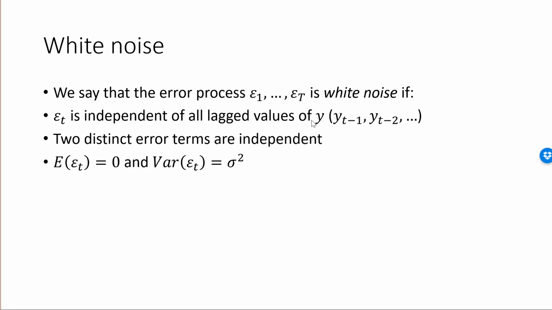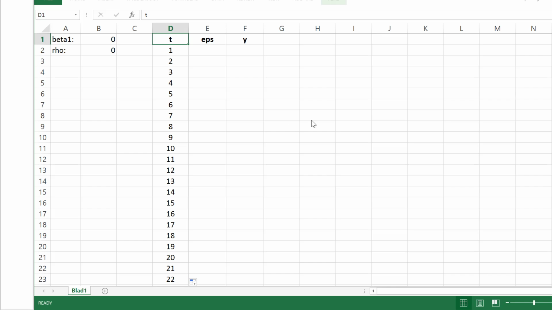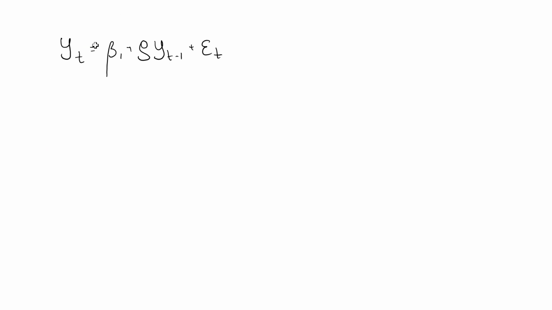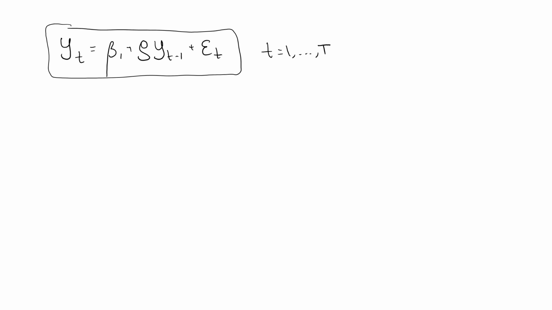So let's have a look at what data looks like if it follows an AR1 process. To do that, let's perform a simulation study where we can adjust beta 1 and rho and see what effect that will have on the AR1 process of y. Here is the AR1 process. We make the assumptions that the error terms are white noise, and I want to look at data where t goes from 1 to capital T. In the simulation study, I'll set capital T to 100.